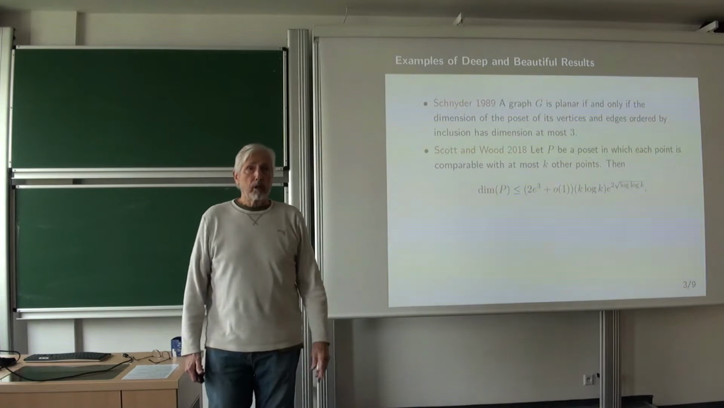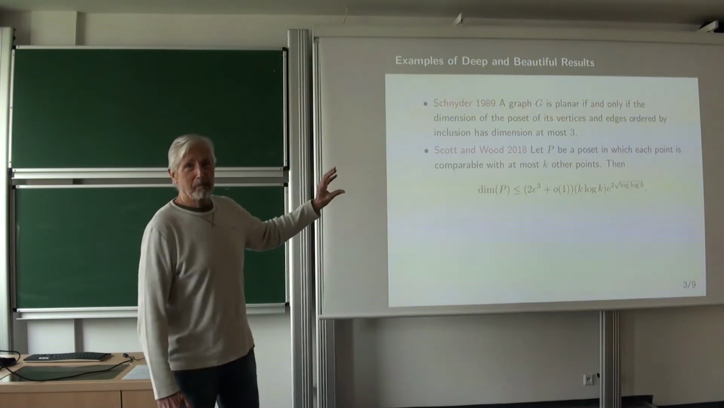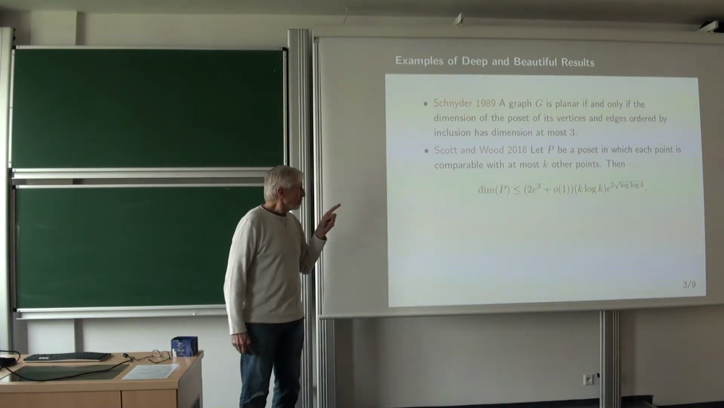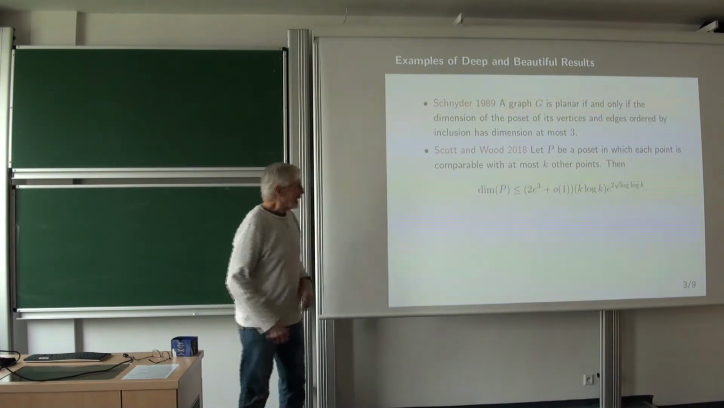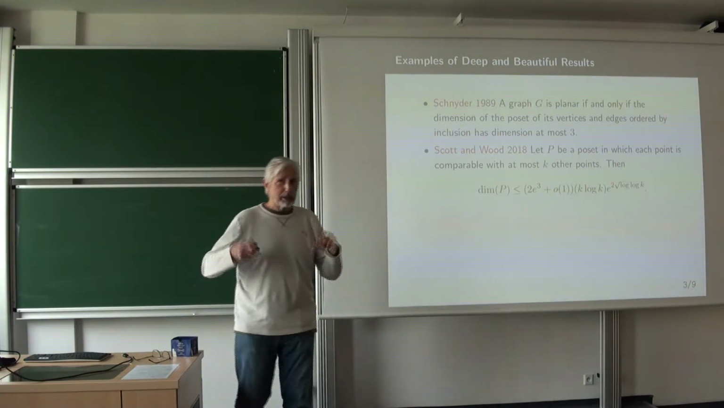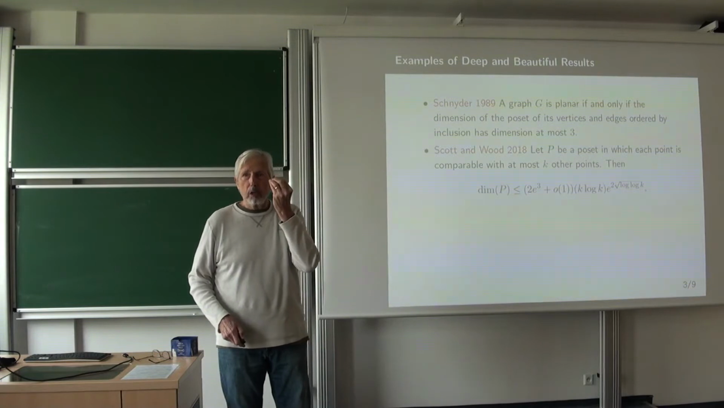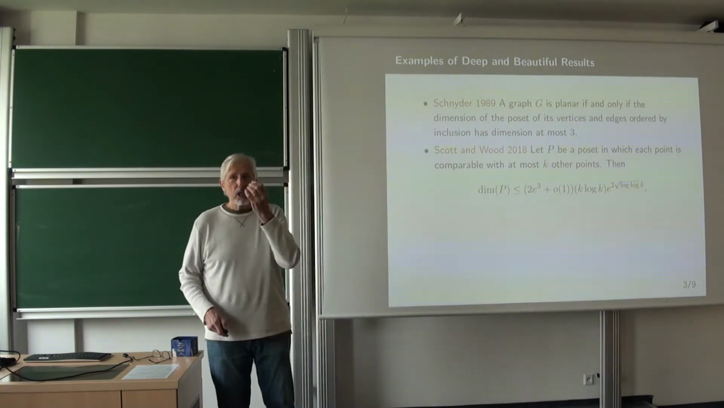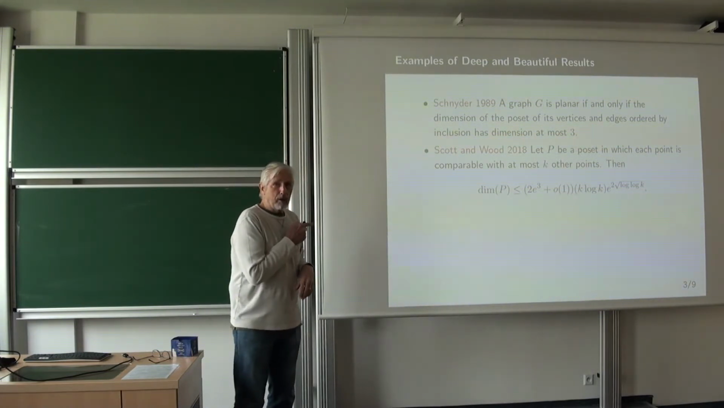A quite recent result of Scott and Wood, and I've stated it in all of its technical glory. If you have a poset in which each point is comparable with at most k others, then the dimension is at most some constant times a k log k term. Now, you got to focus on that k log k in the middle. And then there's an e to the 2 square root log log k. Okay, but e to the square root log log k is little o of the log. So this is actually constant times k log to the 1 plus little o 1 k. The lower bound is k log k.